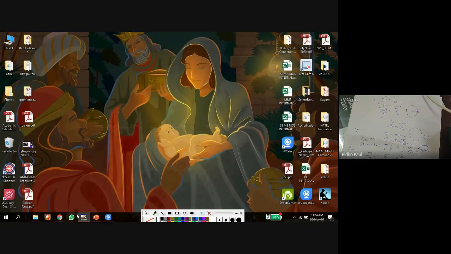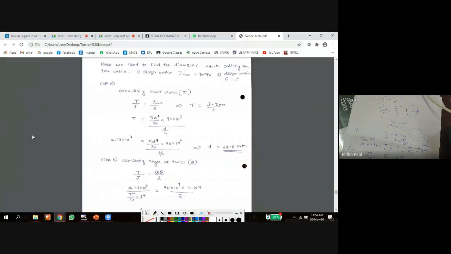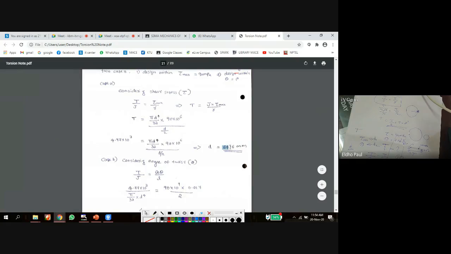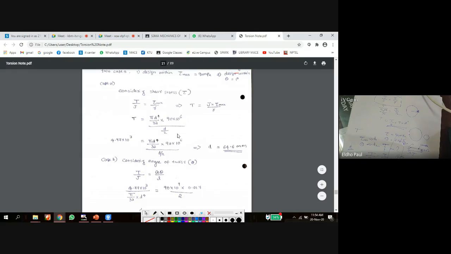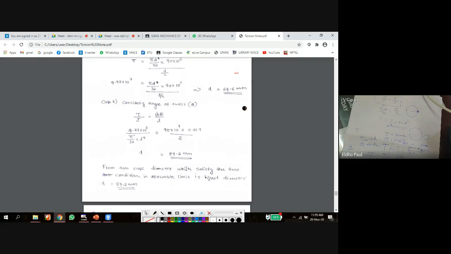So in this problem, we got two diameters. The first one is 64.6 and the other is 89.2, where 89.2 satisfies both conditions. You can substitute this 89.2 in these two equations, then you can check whether the allowable criteria are satisfied or not. If we substitute 89, the allowable conditions will be satisfied. But if we substitute 64, then one of the allowable conditions will not be satisfied.